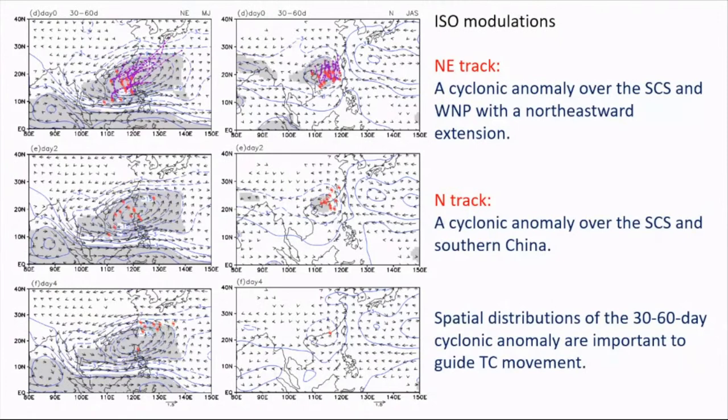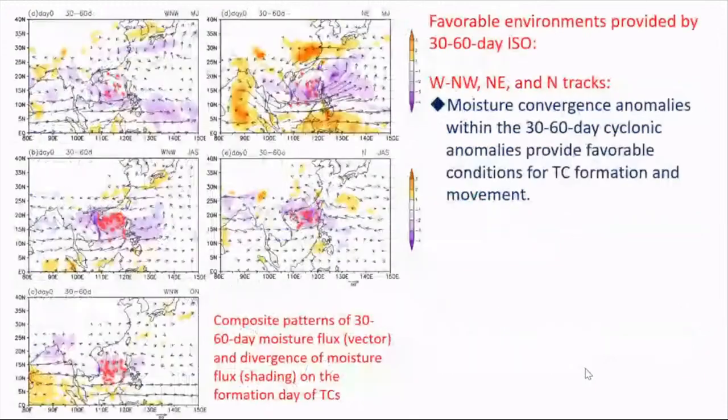And then for the northward track type, we can find a cyclonic anomaly over the South China Sea and Southern China here. So after formation, this TC can be driven by the southerly flow to move northward into Southern China, resulting in a northward track type. So from this result, we conclude that the spatial distribution of the 30 to 60 day cyclonic anomaly is important to guide TC movement. So how does the spatial pattern of the ISO anomaly guide the TC movement? I think they must provide some favorable environment.